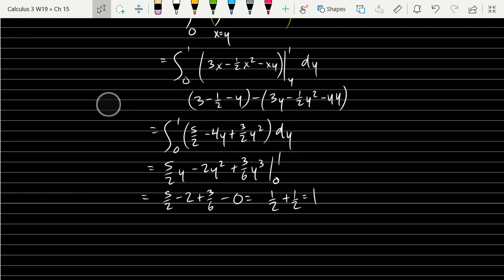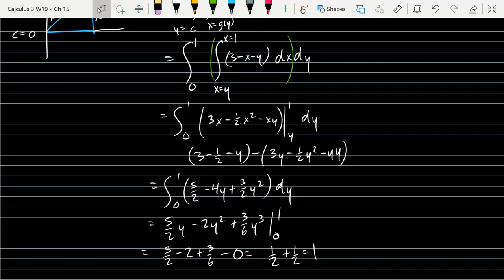All right, so we got 1 and 1. So it should not matter which type you do. There are plenty of examples that are only one type and not both types, so you want to be careful. I picked an example that could go either way.